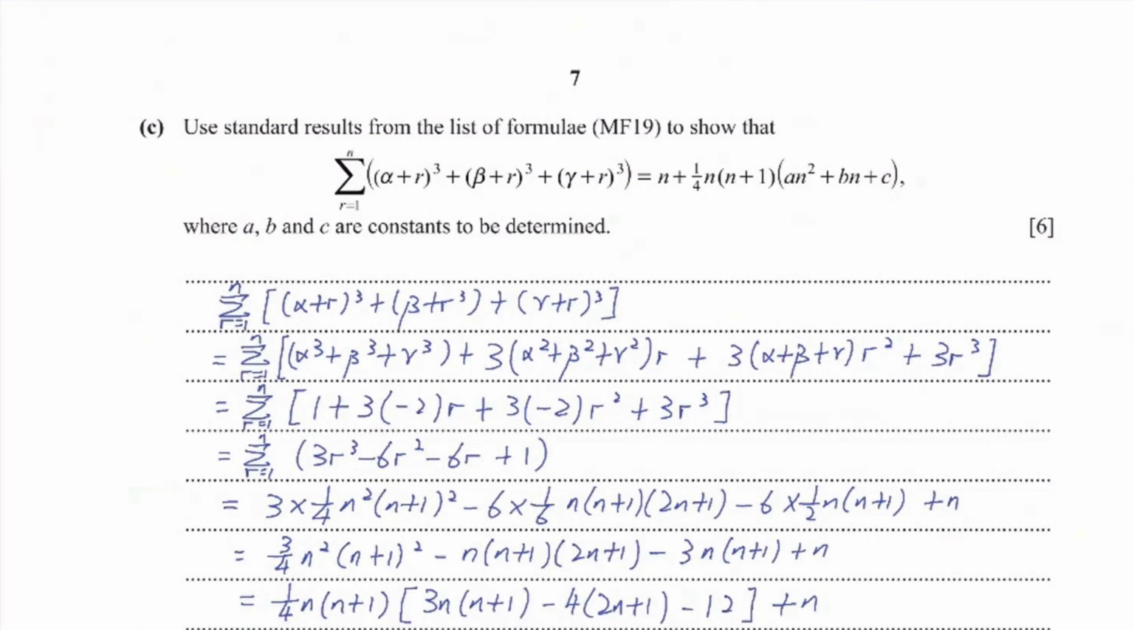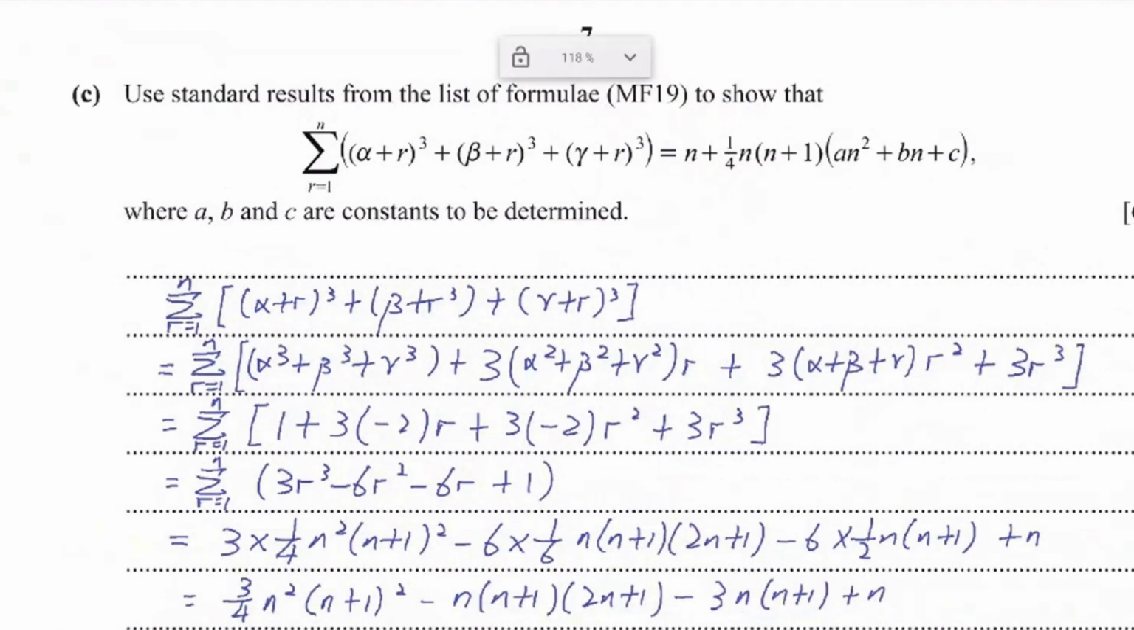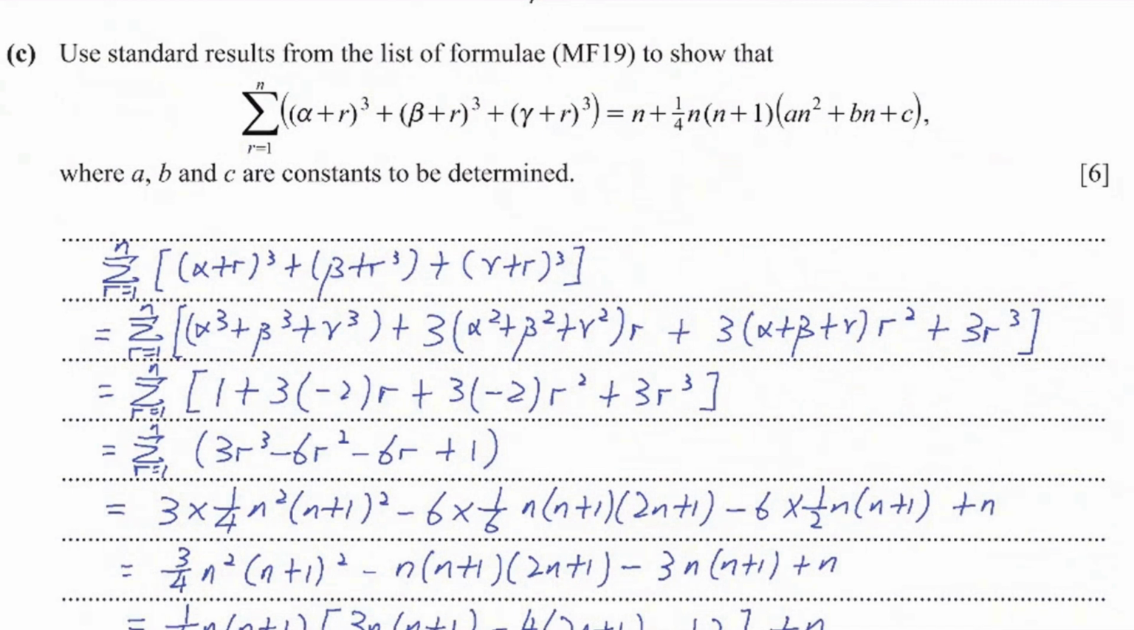Okay, part C. So they sort of combine the roots question with this. For this case, we want to find the sum of alpha plus r cubed, beta plus r cubed, and gamma plus r cubed, which equals this whole thing at the right-hand side there.